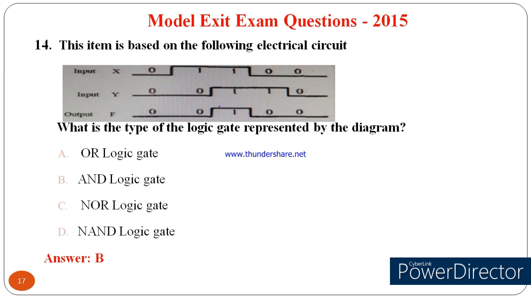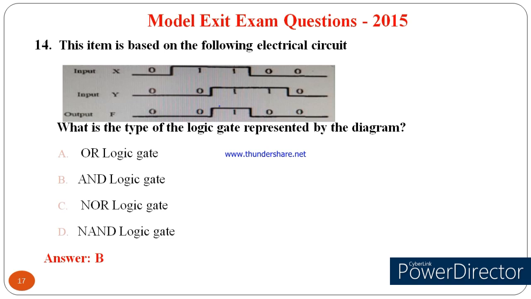So the logic gate represented by the diagram is what? AND gate. So the answer is AND logic gate. In this logic gate, when both inputs are high, the output is also high. Otherwise, the output is low. So the logic gate represented by the diagram is the AND logic gate.